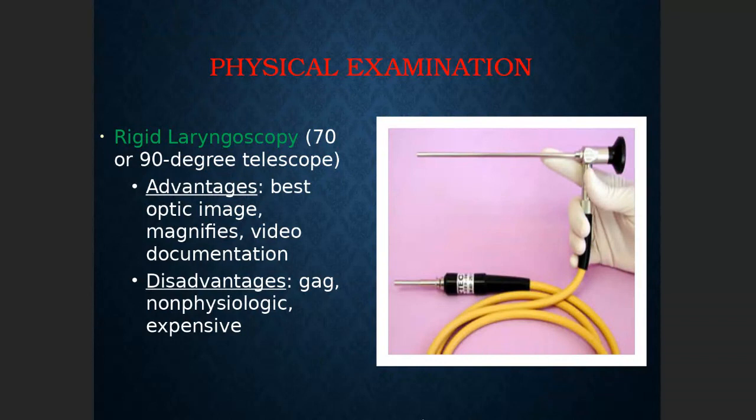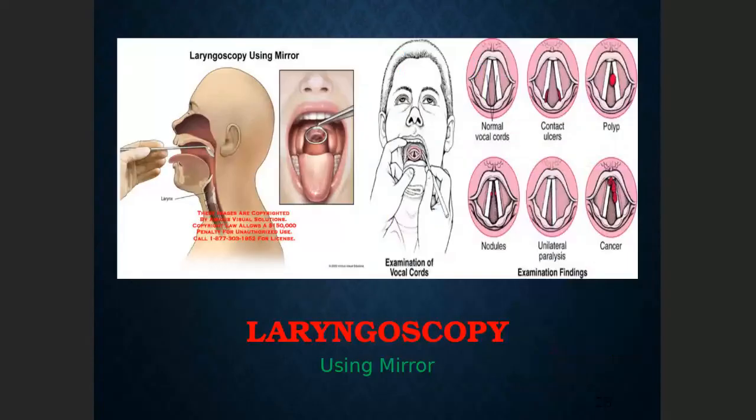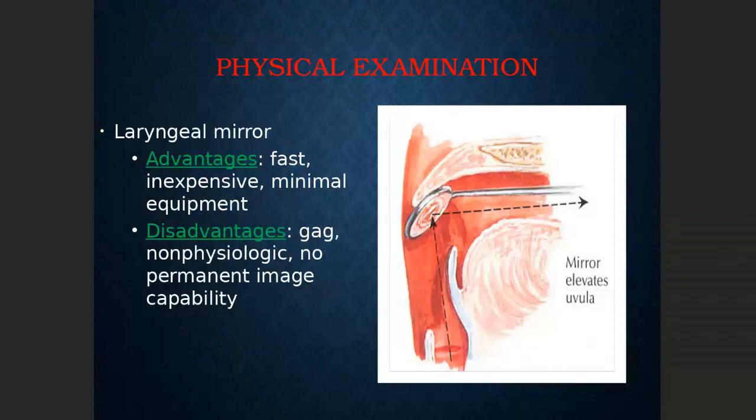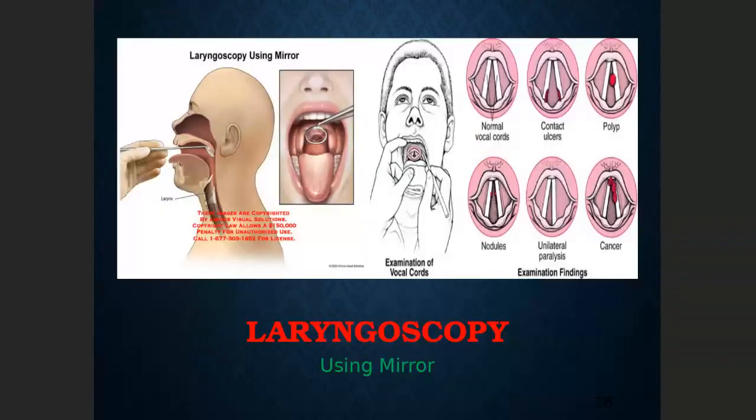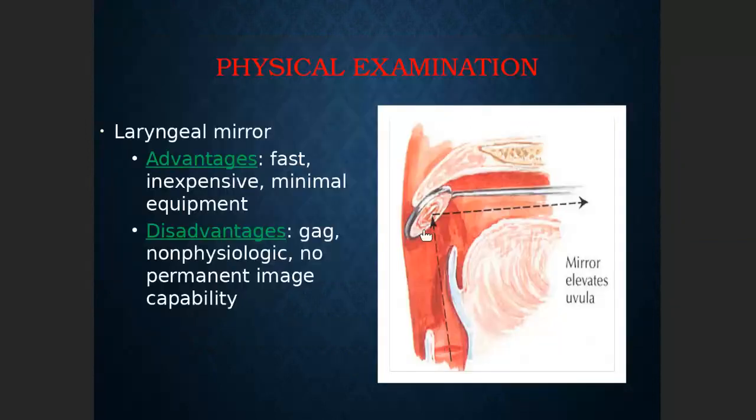All are direct except the mirror is indirect, okay? Previous slide. Here you have the mirror. Again, you are looking here and looking at the larynx indirectly. So you are not in the larynx. You are here looking at the larynx from above.